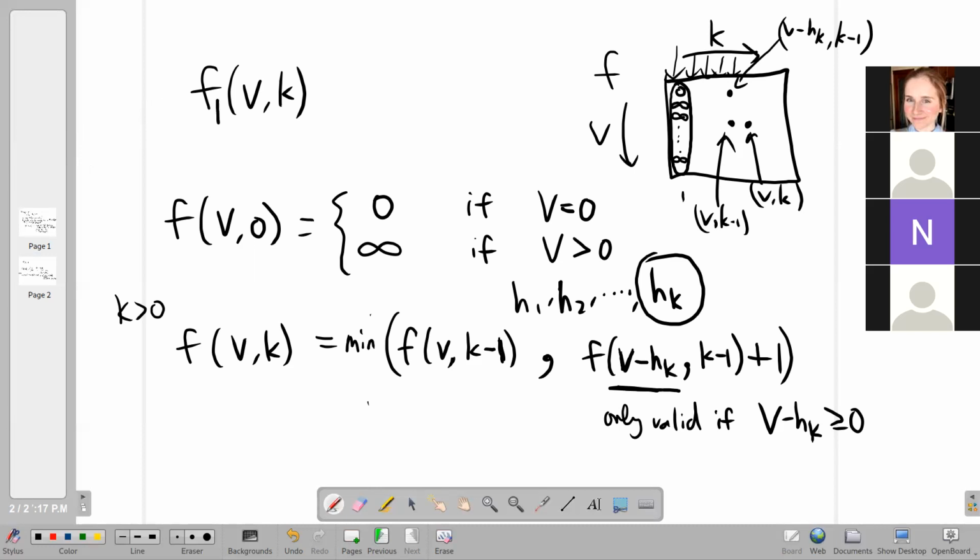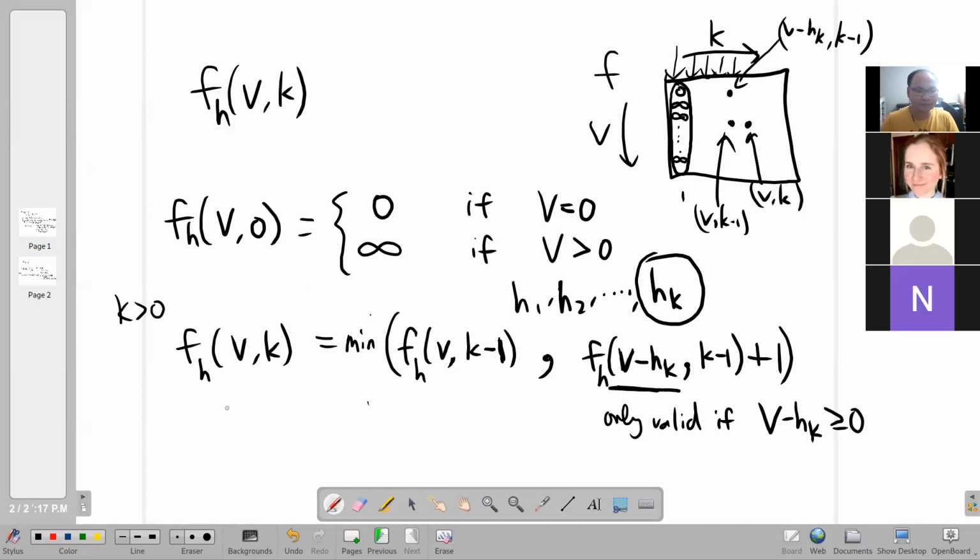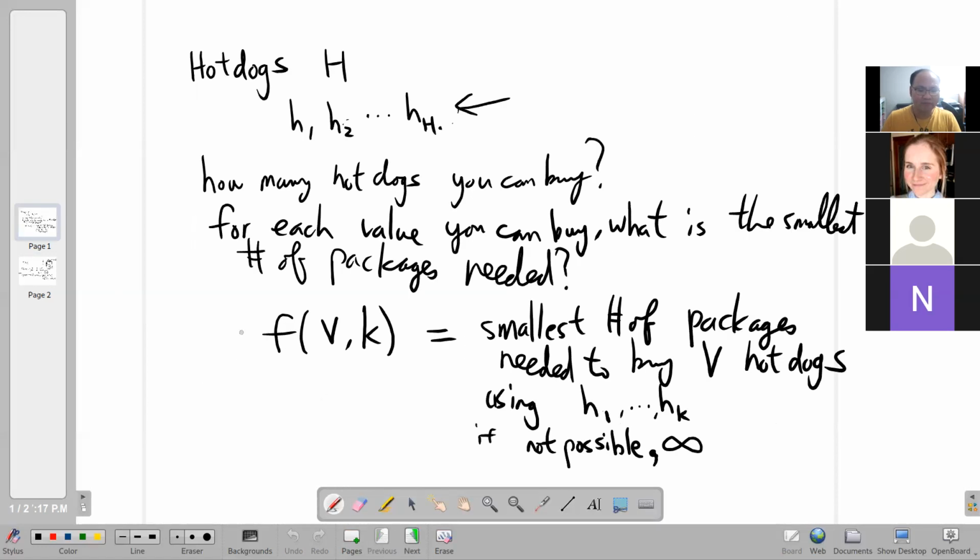Okay, no questions. So I'll put F sub H here to say that this is basically the formula for hot dogs. So is V the number of each individual package, or is that the running total? The V is the total number of hot dogs that you want to buy. And K is how many packages you're allowed to use, which packages you're allowed to use. Okay. So F(V, K) is the smallest number of packages needed to buy V hot dogs using the first K packages. Right.